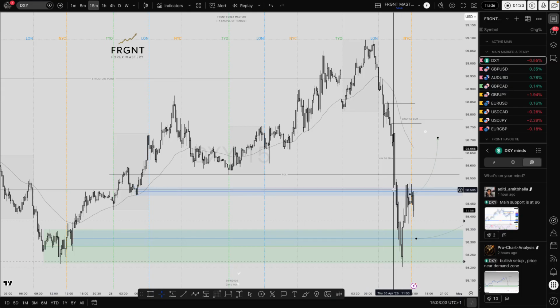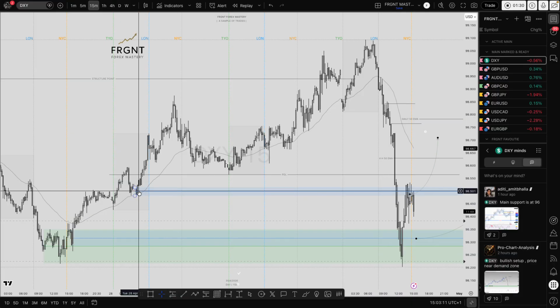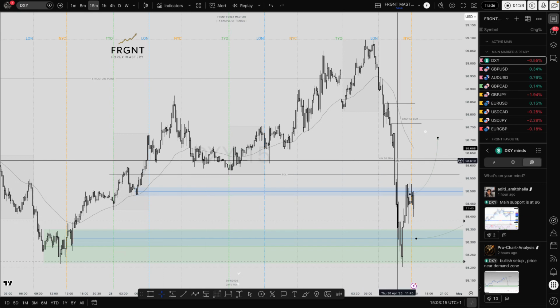I wasn't truly convinced that price would actually hold at this area here on the 15-minute time frame. It's a 15-minute order block in the middle of nowhere, to be quite honest, but the DXY has a great habit of doing that.